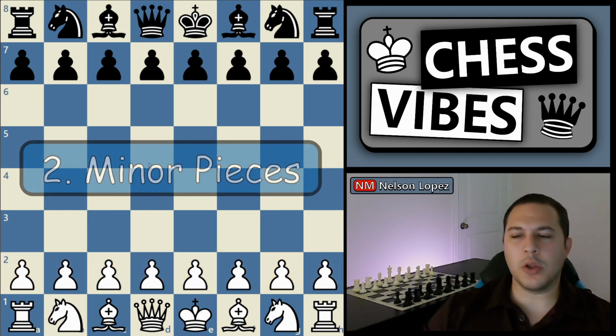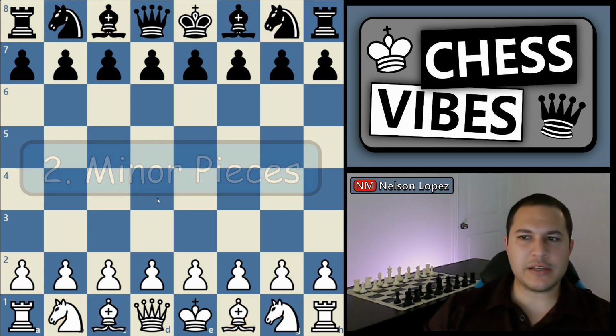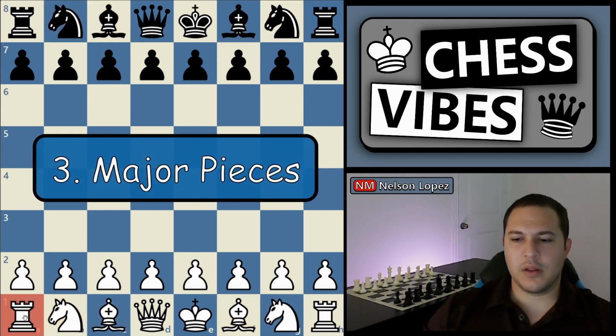The second group is called minor pieces. Minor pieces are knights and bishops. So these are all the minor pieces on the board. And then the last group are called major pieces, the rooks and the queens.